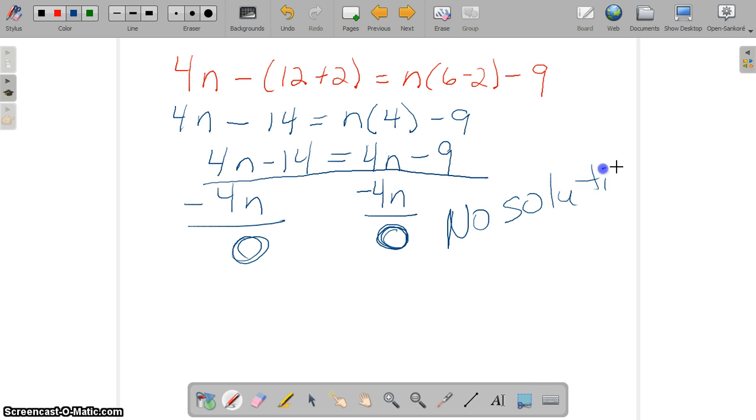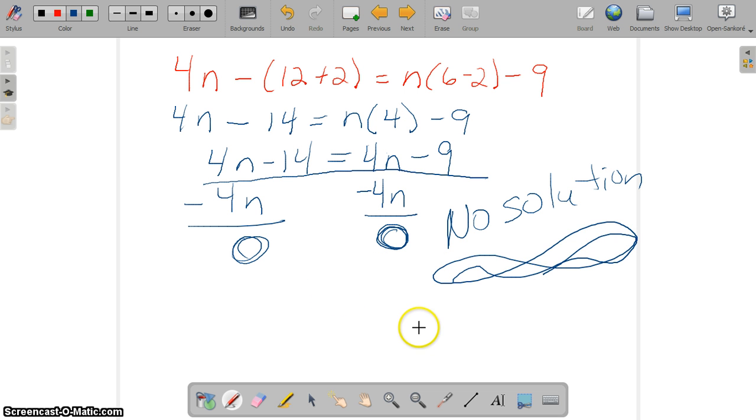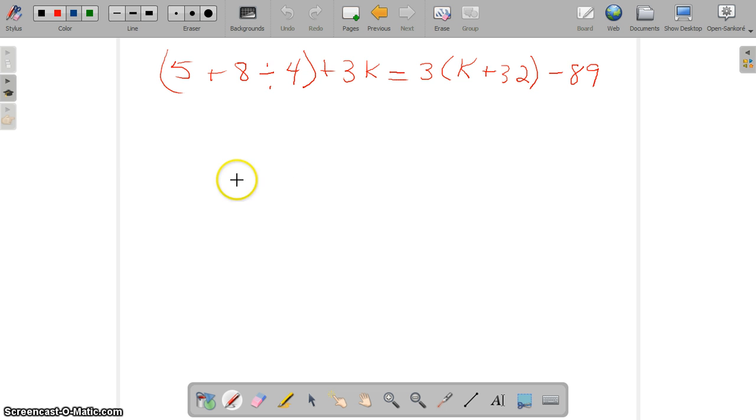So if you have a situation where your variable disappears during the process of solving it, that means you have no solution. All right? So I bet you can take a wild guess what's going to happen here. Well, maybe you can't. We'll see what happens. Here's my third example. This is something else that can happen.